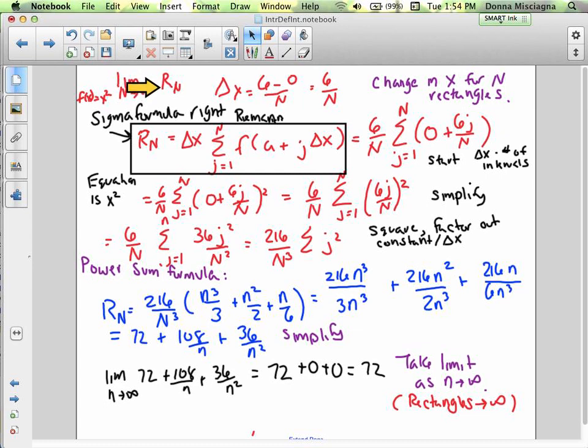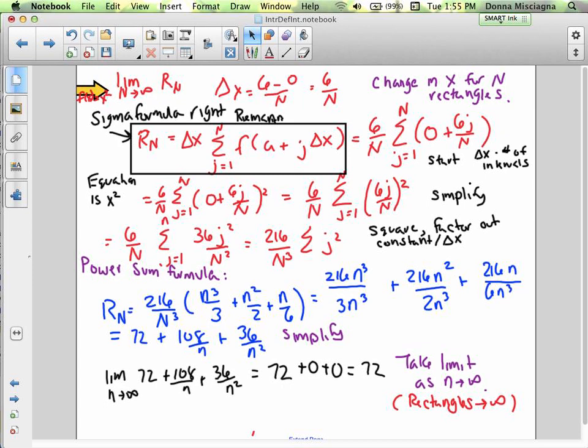Notice, before we had L12, that was a left Riemann sum, 12 subintervals. R12 was a right Riemann sum, 12 subintervals. This is Rn because we have n subintervals. All right? So we're going to take the limit. And if we take the limit for the right Riemann sum as n goes to infinity, we can find the exact value.